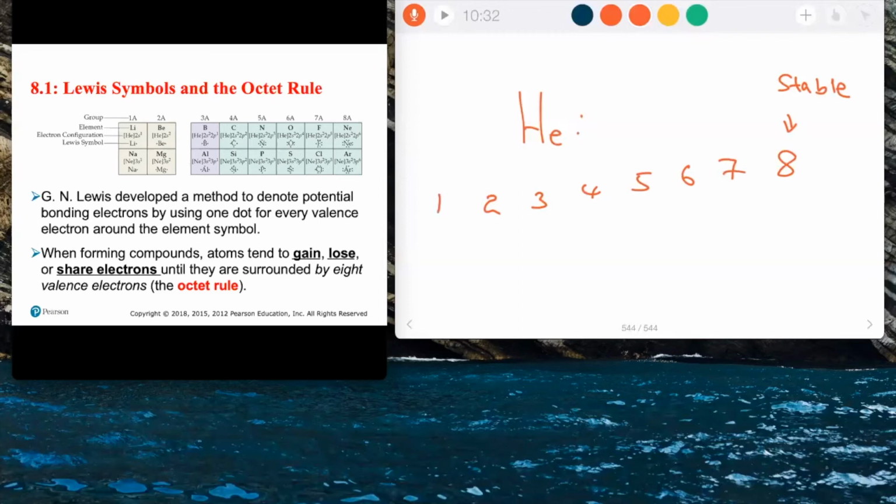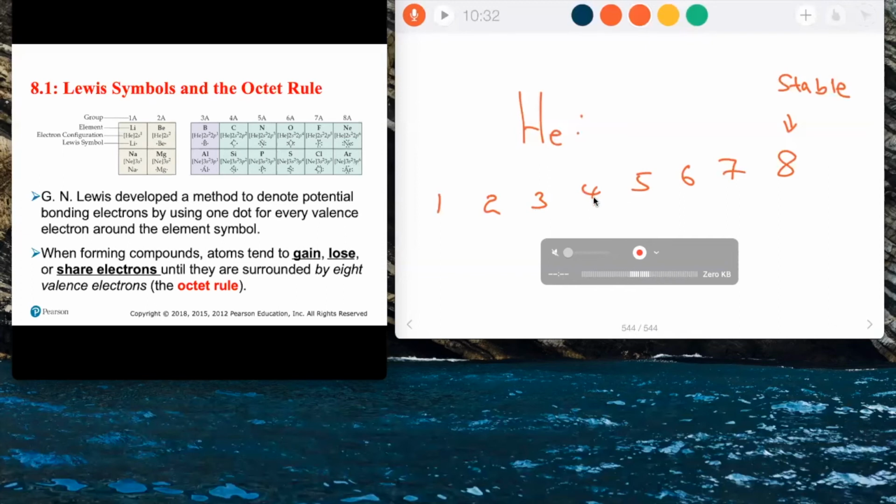So if an element is in group 1, it will either gain 7 more to be 8 or lose 1 to remain with 8, which means group 1 metal will lose 1 valence electron. Group 2 will lose 2 valence electrons, except for beryllium. Group 3 metals, and remember we have to say metals tend to lose, not anything in group 3 will lose. We have boron, which is a metalloid. It will not lose, but it will share its valence electrons, the 3.